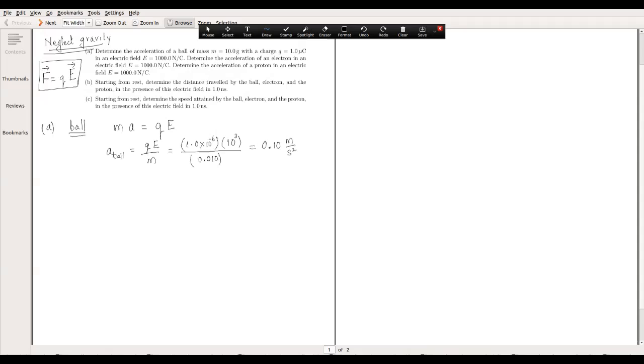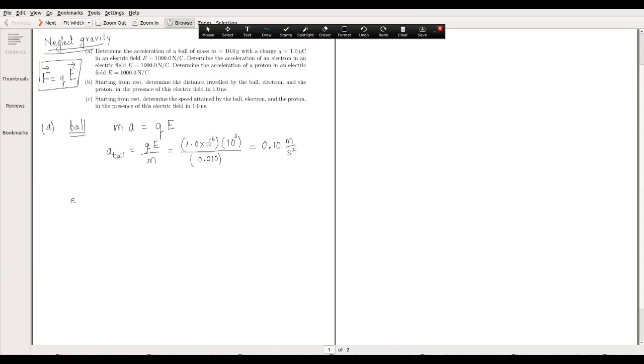Compare this with gravity. Gravity is about 9.8 meters per second squared, or about 10 meters per second squared, and this is significantly less, 1,000 times smaller, or 100 times smaller than that. So that's the acceleration a ball will experience, still in the order, at least within 2 orders of the acceleration due to gravity. The electron does a pretty similar thing.